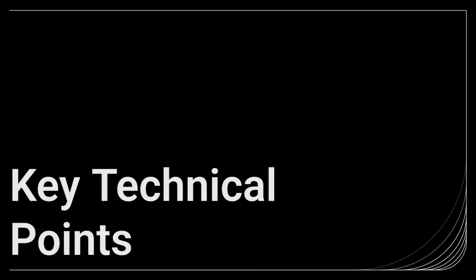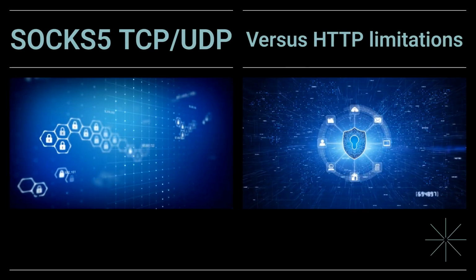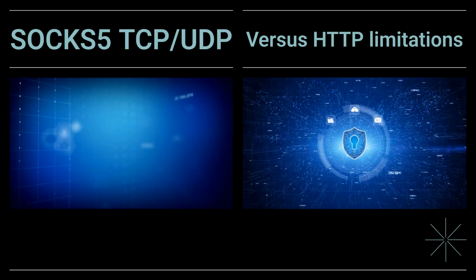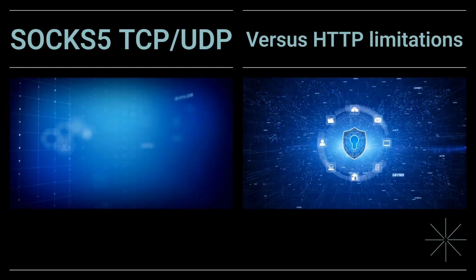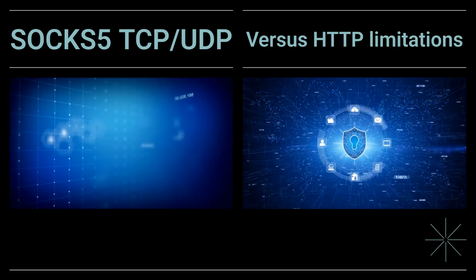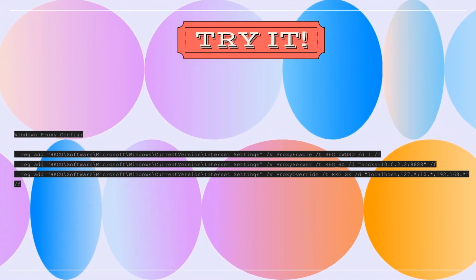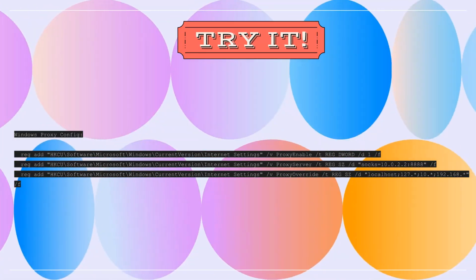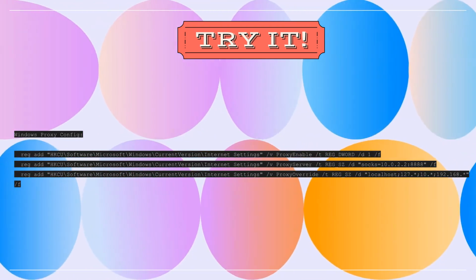Let's summarize some key technical points to reinforce your understanding of this powerful solution. Firstly, SOCKS5 supports both TCP and UDP protocols, which is a significant advantage over HTTP proxies that are typically limited to TCP. This versatility allows SOCKS5 to handle a much broader range of network applications, making it incredibly flexible. Secondly, the SSH -D flag is critical. It creates dynamic port forwarding, effectively setting up a SOCKS5 proxy on your local machine. This dynamic aspect means you don't need to specify individual remote ports for each service, simplifying configuration.